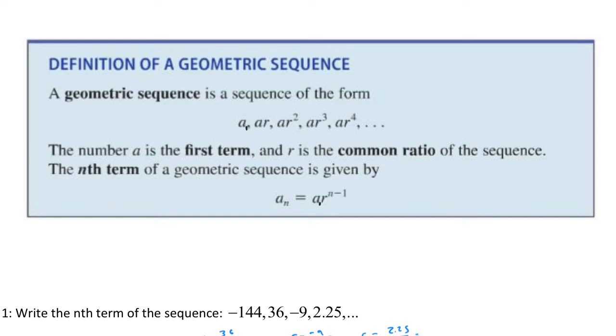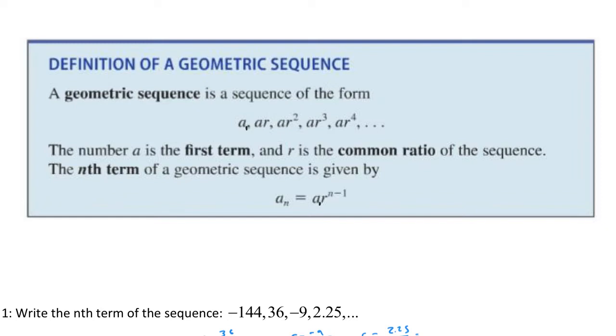Hey everybody, today's video is going to be about geometric sequences. So we had arithmetic sequences, which were sequences where they had a common difference. You add the same amount every time. In a geometric sequence, we have what's called a common ratio. We're going to multiply by the same amount every time to get to the next term.